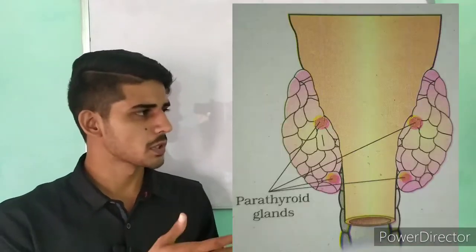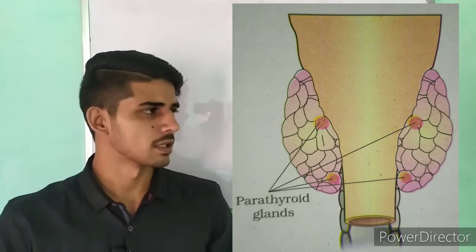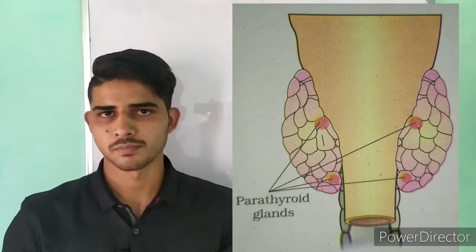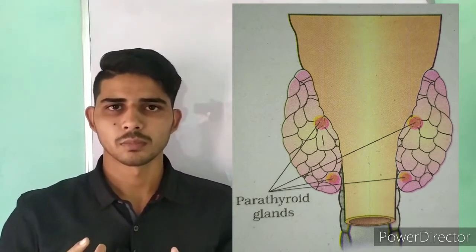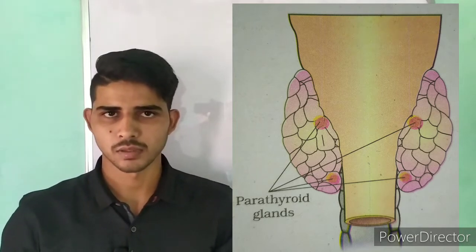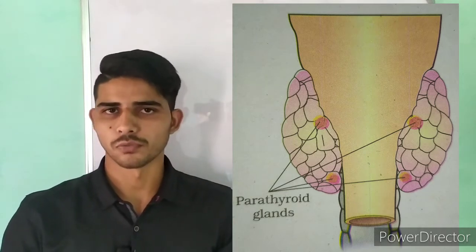Now this picture is the back side of the thyroid gland, and the four dots on this picture represent the four parathyroid glands. So parathyroid glands are four in number, present on the back side of the thyroid gland, and one pair of parathyroid glands is present on a lobe of the thyroid gland.